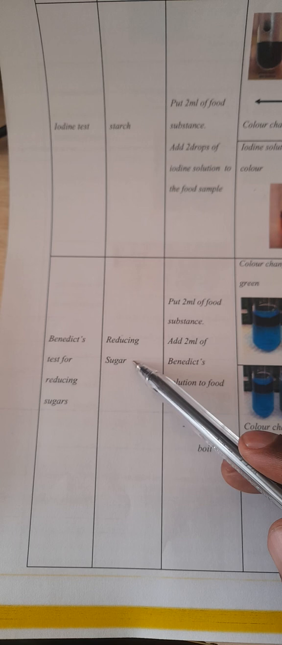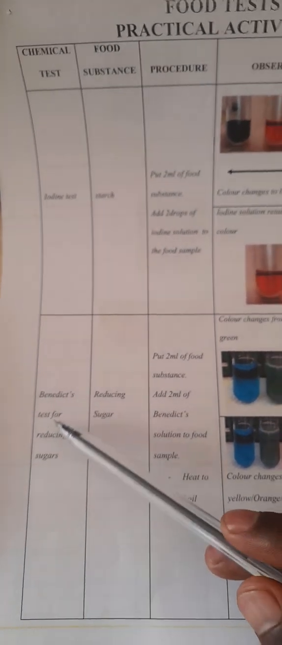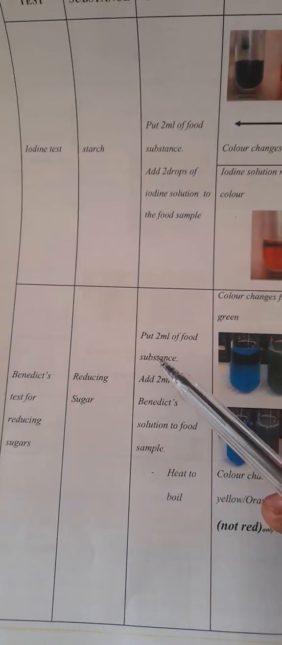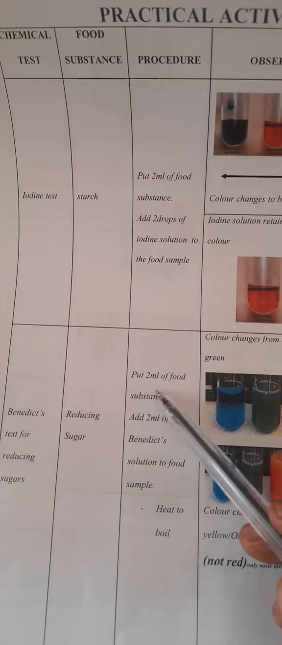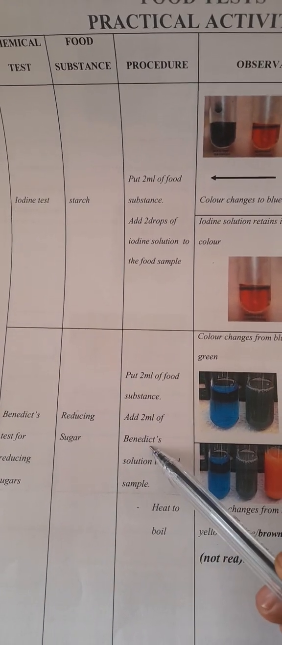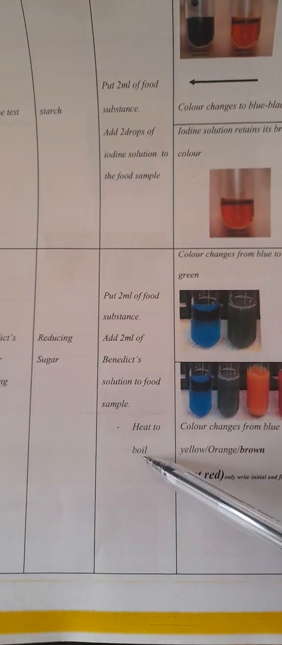Let's check the second one, which is the reducing sugar test. What are we doing? The food substances are reducing sugars, all right? The test is the Benedict's test. We test for the reducing sugars. Let's have a very good procedure. You put 2 ml of that food substance that you're given, add 2 ml of Benedict solution to the food sample, then you heat to boil.